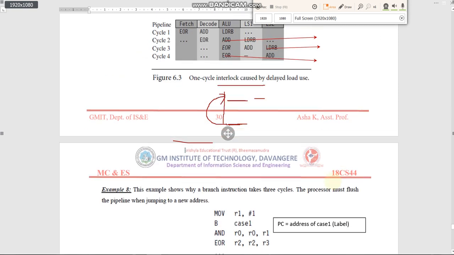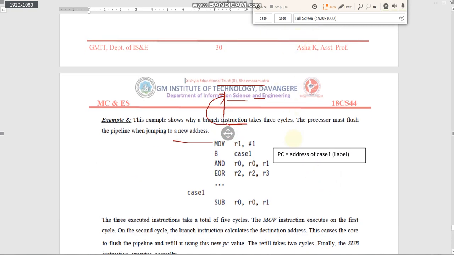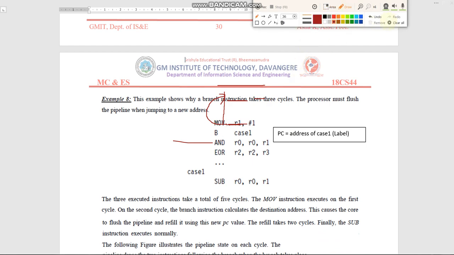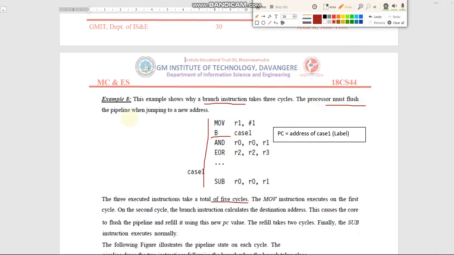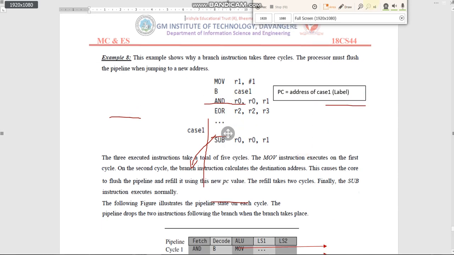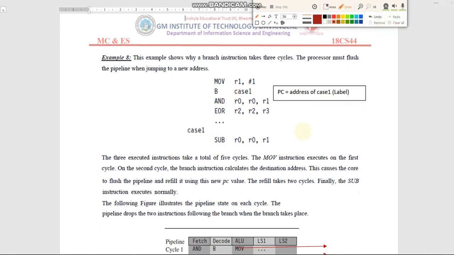Okay. So now consider how the branch instruction is scheduled by the processor. So here we have a branch instruction. In order to complete the execution of these instructions, the processor is taking totally 5 clock cycles. Why is it taking 5 clock cycles? Because of the branch instruction, the processor has to flush the pipeline contents when it jumps from this instruction to this instruction. Okay, so let us consider the example of how the instructions appear in the pipeline.